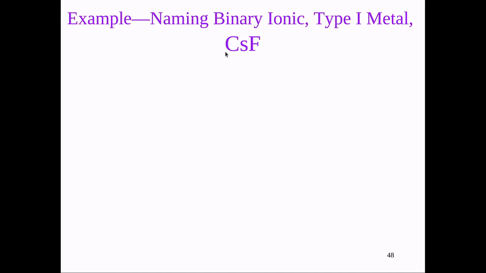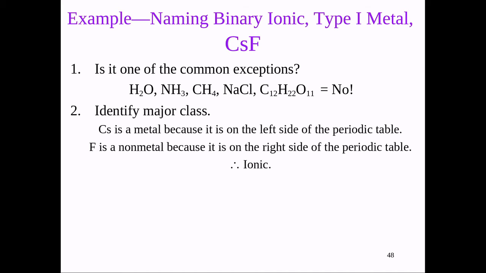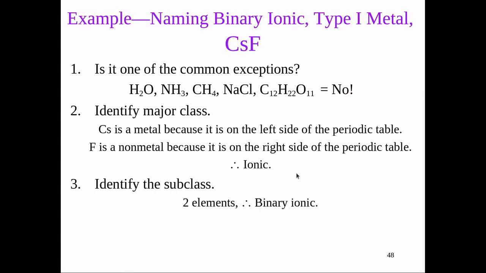I have here capital C, little s, capital F. Let's see if we can break this down. First thing we're going to ask ourselves is, is it one of the common exceptions? That's these guys, so no, it's not any one of those. Next, we're going to identify the major class. We know that cesium is a metal because it's on the left-hand side of the periodic table, and we know that fluorine is a nonmetal because it's on the right-hand side of the periodic table. We have a metal bound to a nonmetal, so therefore we have an ionic compound.